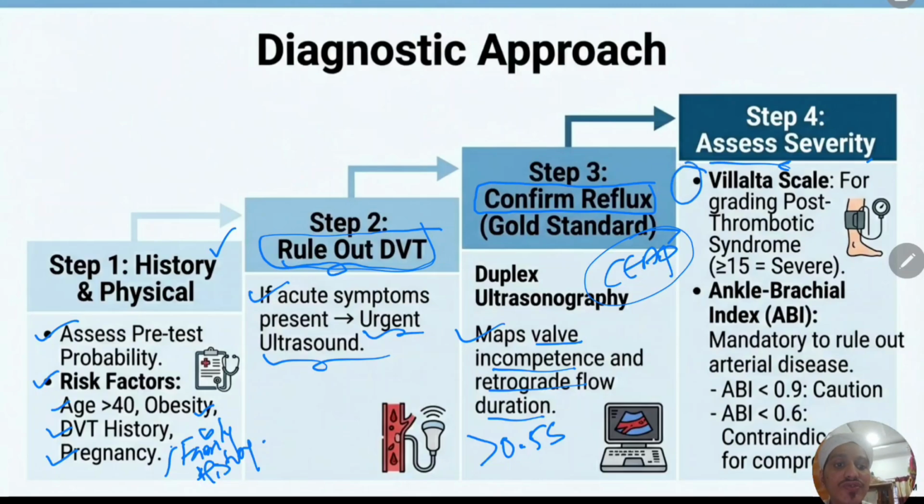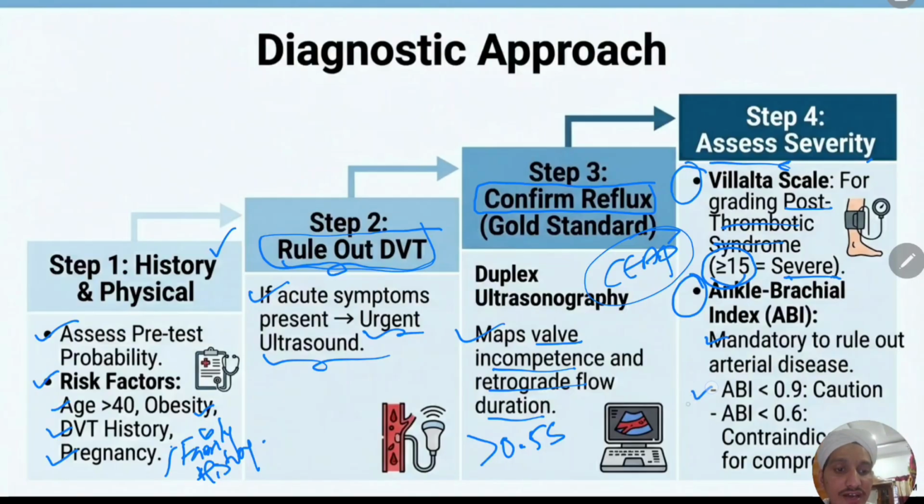Villalta scale is a scale which is used for CVI after post-thrombotic syndrome. If the Villalta score is more than or equal to 15, then that is considered as severe in case of CVI after post-thrombotic syndrome, after DVT. Ankle brachial index you should do, that is mandatory to rule out any arterial disease.